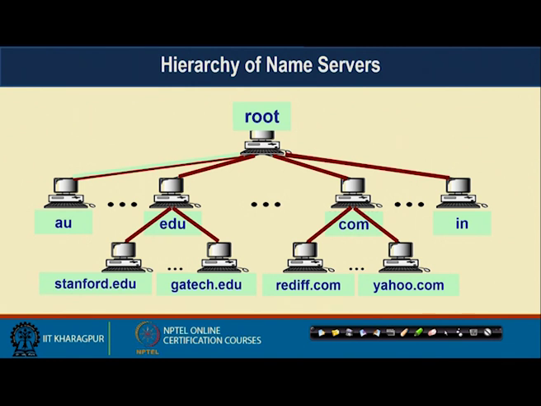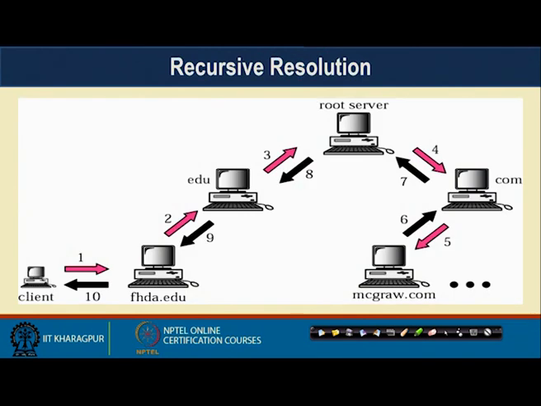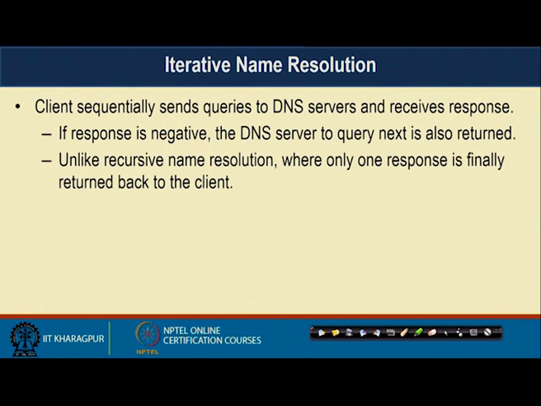So, this is the hierarchy of the domain names as we have seen, and the resolution goes on. There can be recursive resolution. The name server asks edu what it wants to resolve for a particular client under FHDA. So, the request goes on resolving in a recursive way, one name server asking the next, or it can be iterative. The client subsequently sends queries to the DNS server and receives the resolution. If the response is negative, the DNS server to query next is also returned.